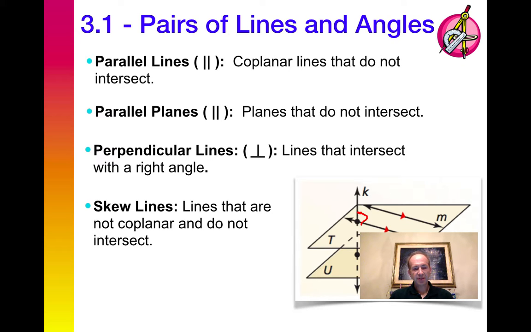Skew lines. Now these are lines that are not coplanar and do not intersect at all. So in this particular picture, you could say that line K and line M are skew because they're not on the same plane and they do not intersect.